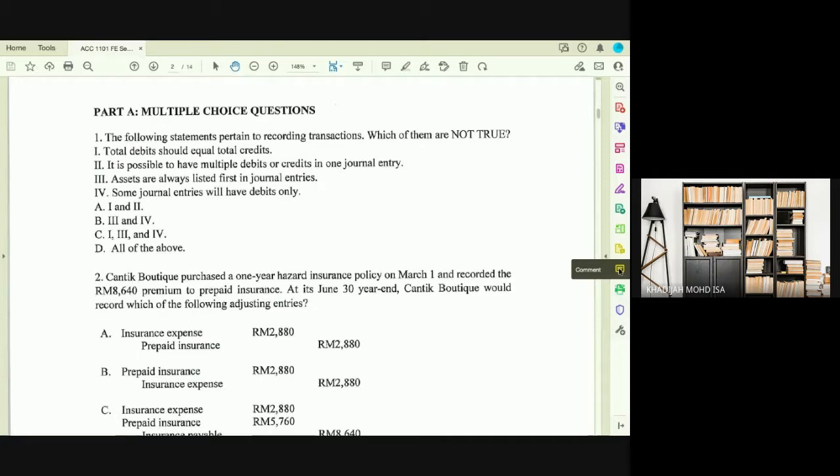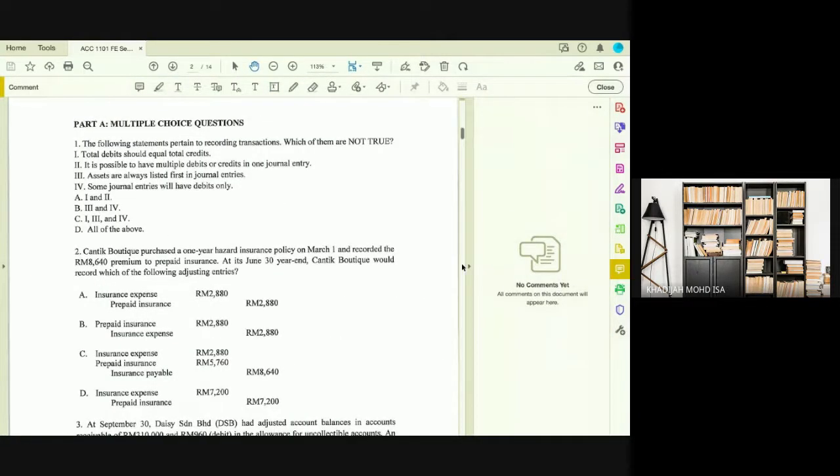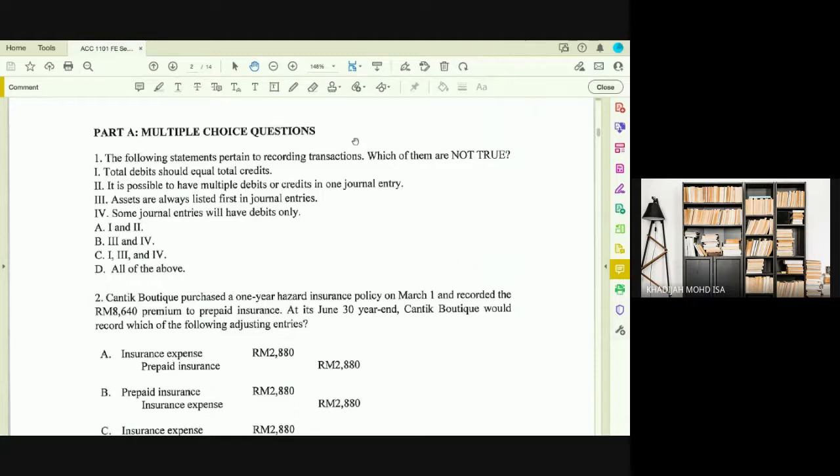the following statements pertain to recording transactions, which of them are not true? It's very important that you see that you want the statements which are not true, so be careful with that. Total debits should equal total credits, yes. That is number 1. Is it possible to have multiple debits or credits in one journal entry? Yes or no?